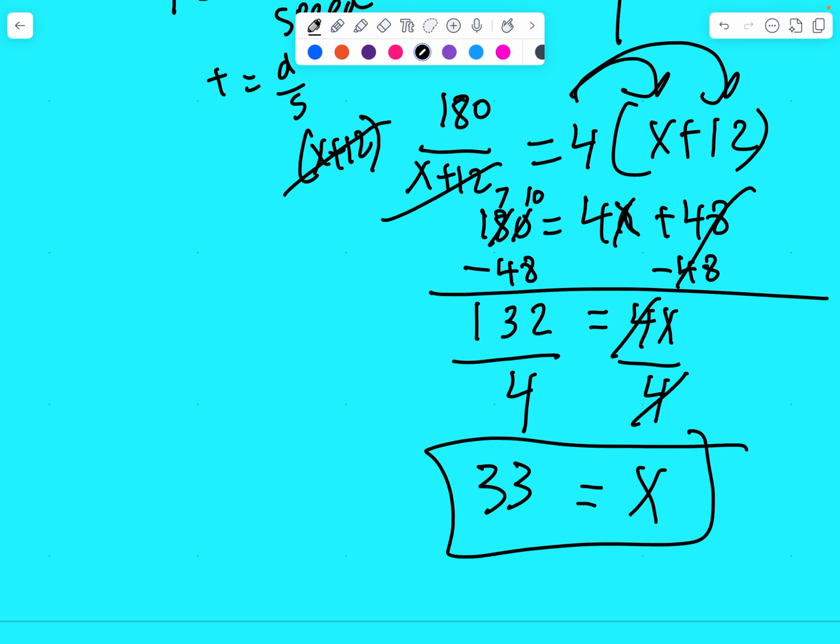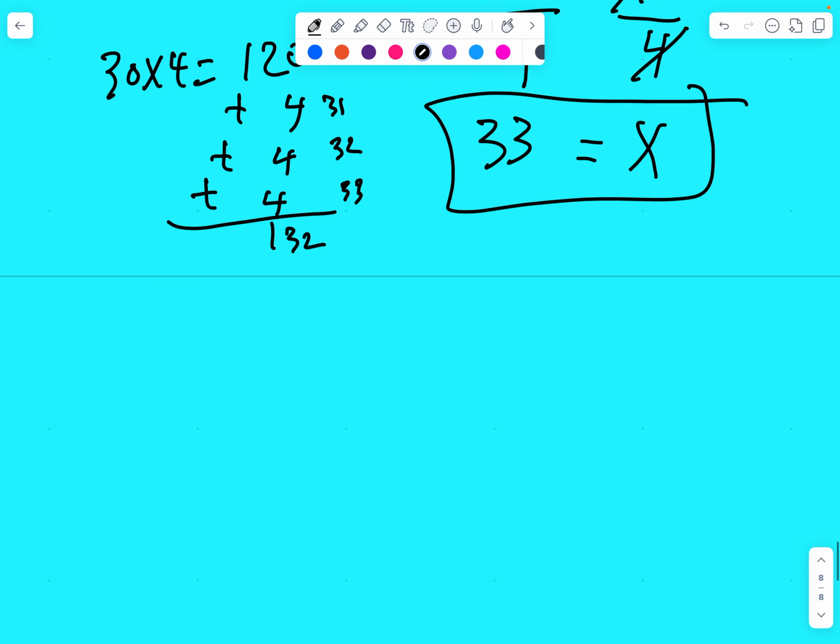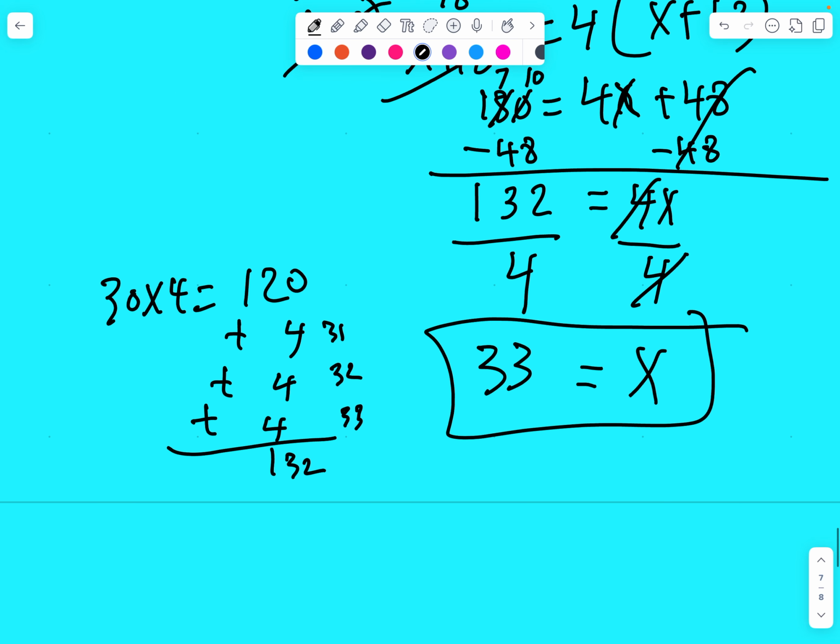Because I know that 30 times 4 is 120. And then you add another 4. You add another 4. You add another 4. 31, 32, 33 on the side. Think of it like that. Which would lead you to that 33. 132 over 4 is 33. That's how I like to see it, if that makes sense. But I'm sure your teacher will give you a calculator.